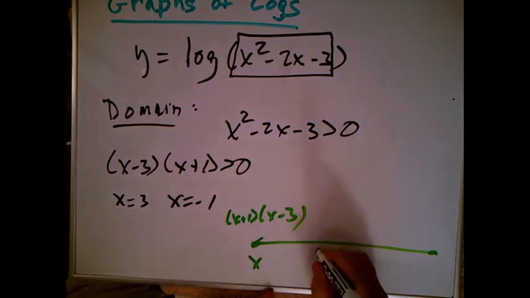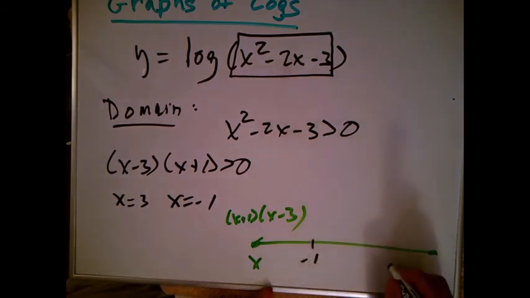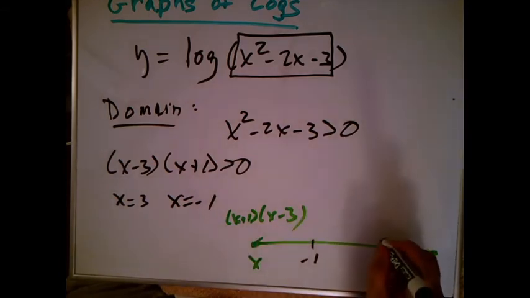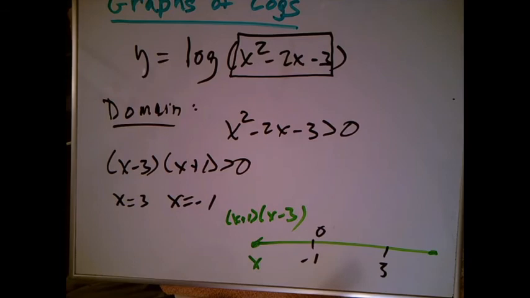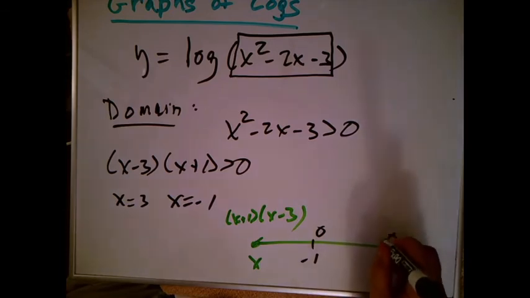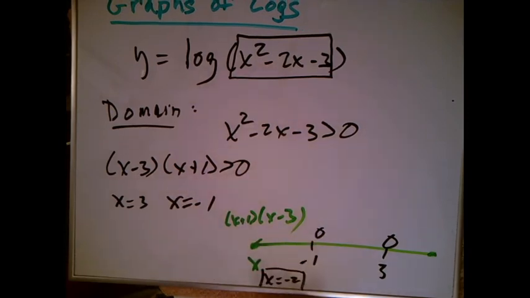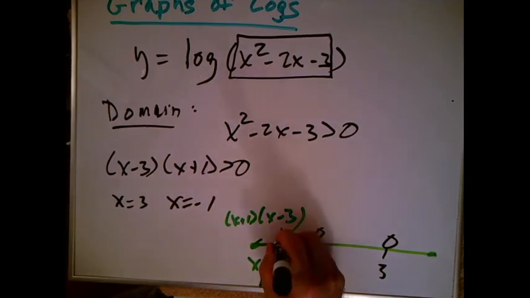So minus 1 goes here. 3 goes here. We know that when we plug in minus 1 into this, we get 0. We know that when we plug in 3 into this, we get 0. And we have to start plugging numbers, one from each interval to do this. So I'm going to say, pick something like x equals minus 2, put it in a little box so we can tell that's a test value. When I put a minus 2 here and a minus 2 here, that's minus times minus, well, that's plus.